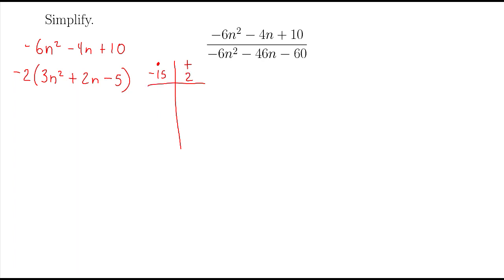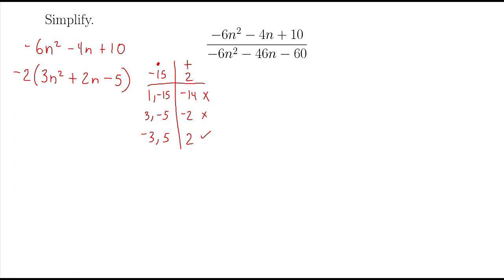So I'll start listing out numbers. 1 and negative 15 multiply to negative 15, but add up to negative 14. I need them to add up to 2. 3 times negative 5 gives me negative 15, and 3 plus negative 5 is negative 2. That's not quite what I want. I need a positive, so I'll flip my signs around. Negative 3 times positive 5 is negative 15, and negative 3 plus 5 is positive 2. So I'm going to use negative 3 and 5.